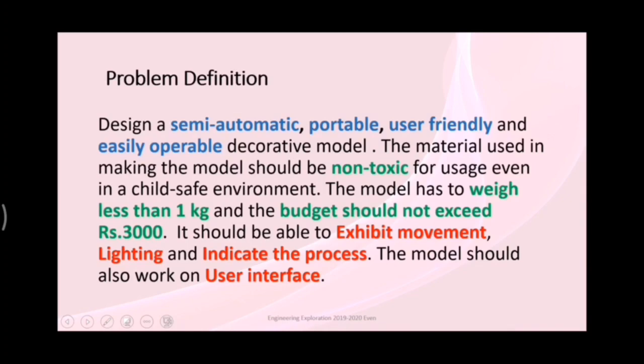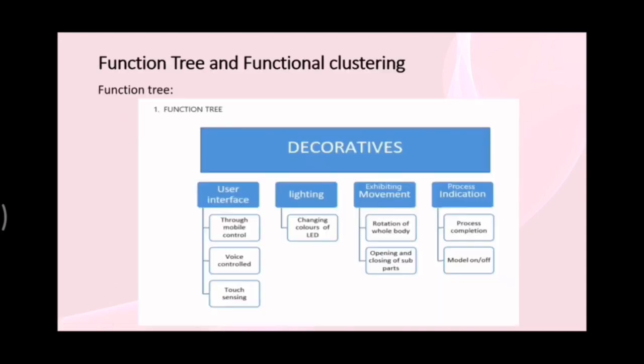In this slide, the objectives are displayed in blue color, the constraints in green color and the functions in red color. Further, the functions shown in the problem definition are elaborated and segregated into sub-functions, as shown in the function tree. The main concept of our project is decoratives. Under decoratives, we have 4 functions: user interface, lighting, exhibiting movement and process indication.